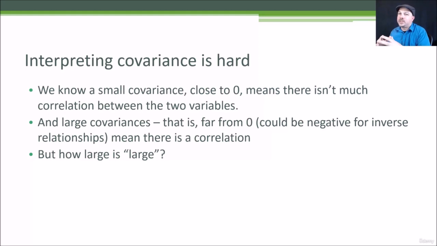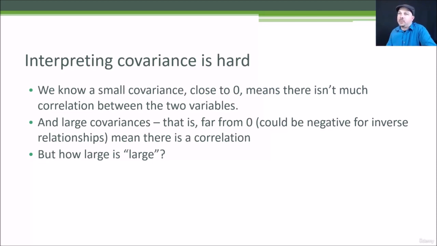Now, the problem with covariance is that it can be hard to interpret. So if I have a covariance that's close to 0, well, I know that's telling me there's not much correlation between these variables at all. But a large covariance implies there is a relationship. But how large is large? Depending on the units that I'm using, there might be very different ways of interpreting that data.